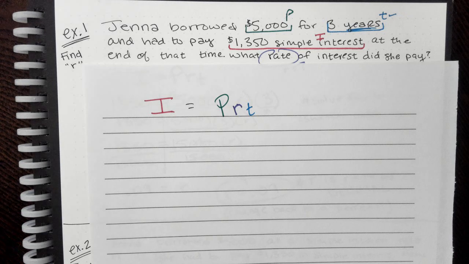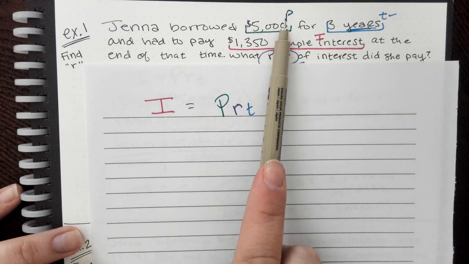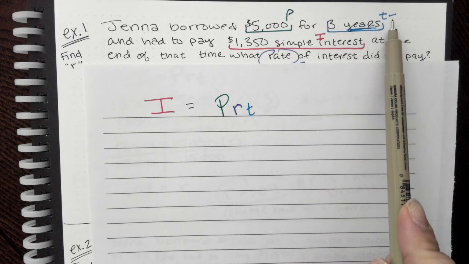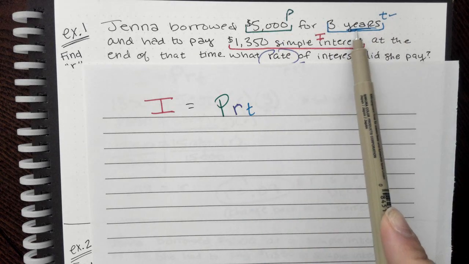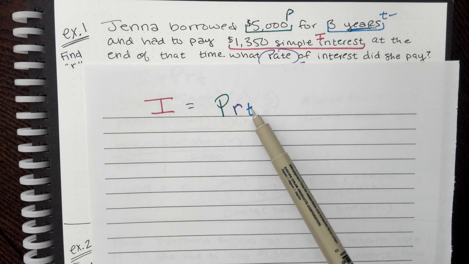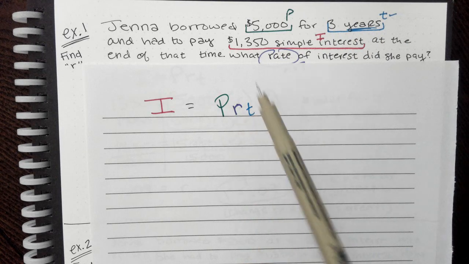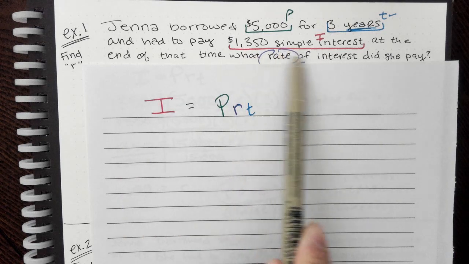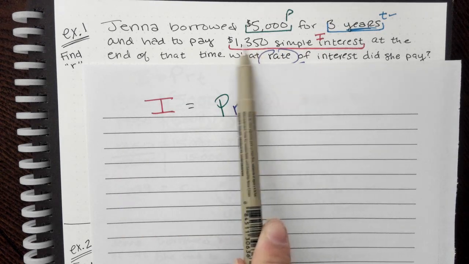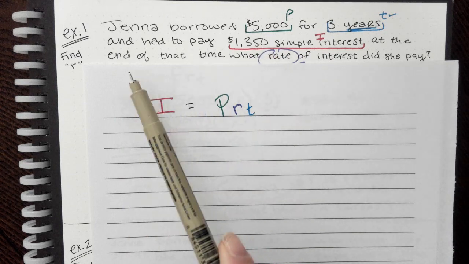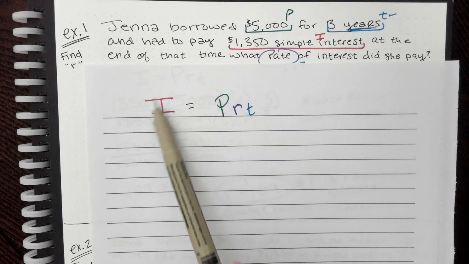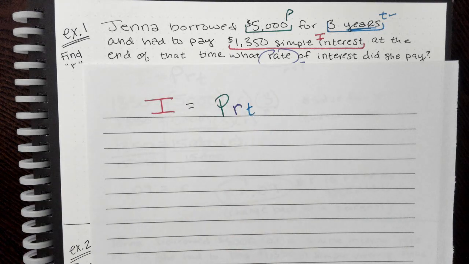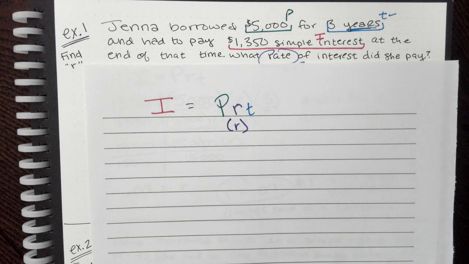I already noted that $5,000 is the principal. It's what we started with in the account. 3 years is the time, and I have a little check mark here because this is in years and time needs to be in years in order to use it in our equation. And then I said that the simple interest I was $1,350. That's the other dollar amount. That's what she had to pay. That's the amount of interest at the end. We're searching for R. So we don't know what R will be. That'll stay a variable then.